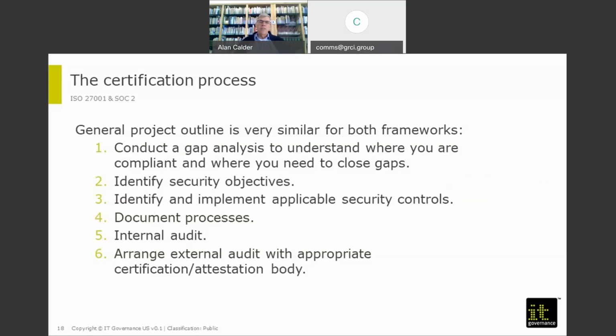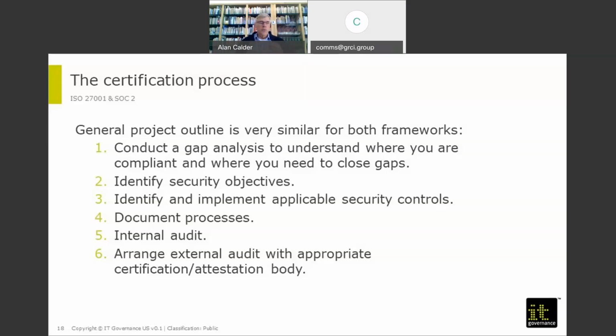The certification process is pretty similar for both frameworks. The starting point is, what are you currently doing? Most organizations are doing some form of cybersecurity. So the starting point is a gap analysis. What are you currently doing? How different is that from the requirements of ISO 27001 or SOC 2? There's no point starting to implement something if you're already doing it. The implementation project is about closing the gaps between what you're currently doing and what you need to be doing in order to pass an audit. So gap analysis produces a documented gap analysis report.